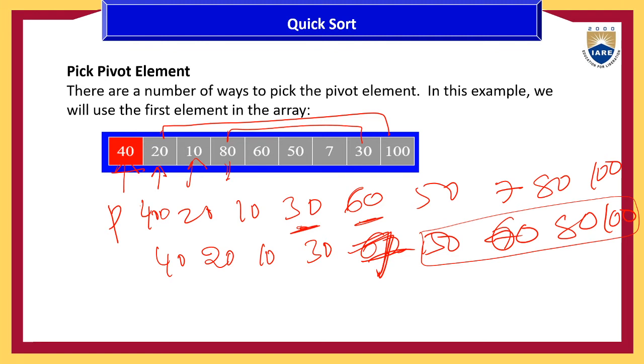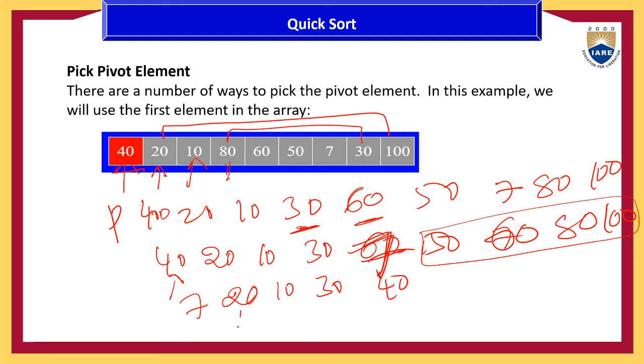Whenever we come to the left subarray, we compare the pivot element 40 and 7. 40 less than 7? No. So now replace these two. 7, 20, 10, 30, 40. Now next, compare 7 with 40. Yes, 7 less than 40. 7 less than 30, yes. 7 less than 10, yes. 7 less than 20, yes.